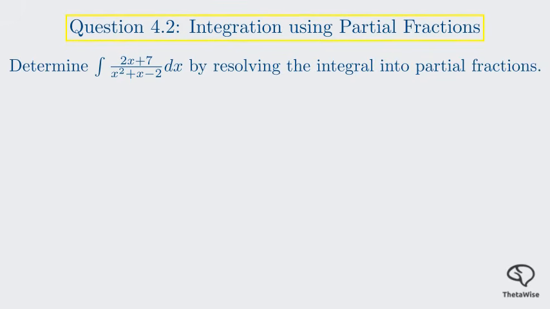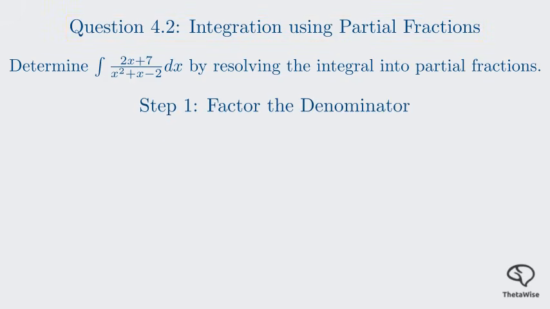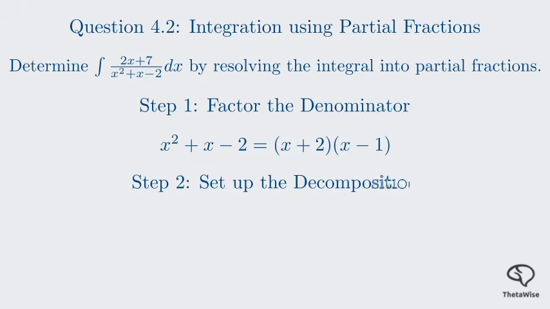It is applicable when the degree of the numerator is less than the degree of the denominator, which is true in our case. The first step is to factor the denominator. x squared plus x minus 2 factors into x plus 2 times x minus 1. Since these are distinct linear factors, we can write the original fraction as a sum of 2 simpler fractions. We hypothesize that our fraction is equal to some constant A over x plus 2 plus some constant B over x minus 1. Our goal is to find A and B.